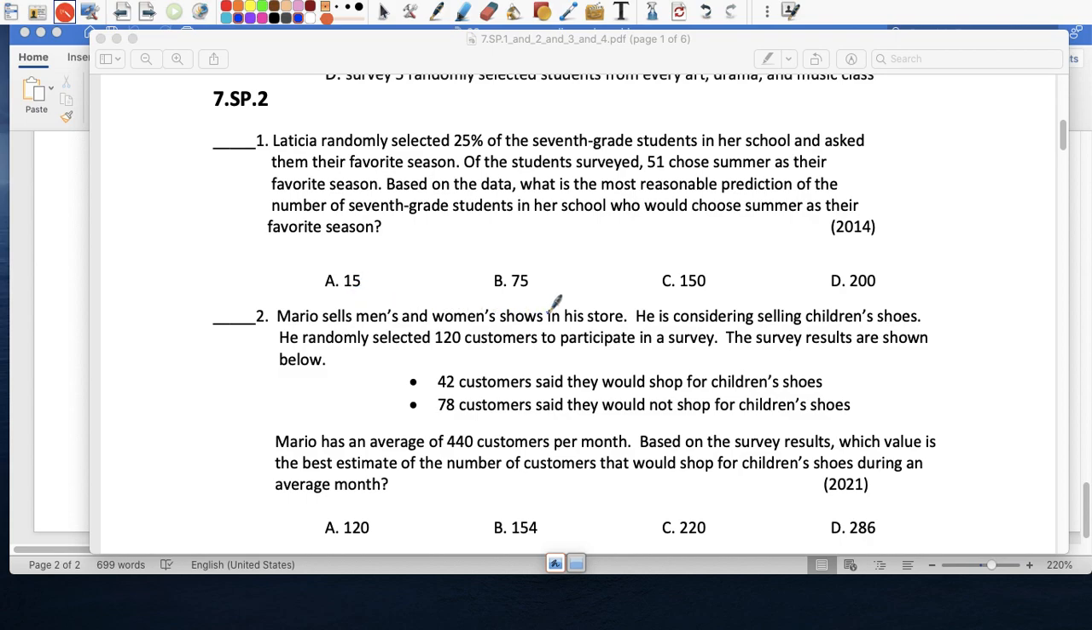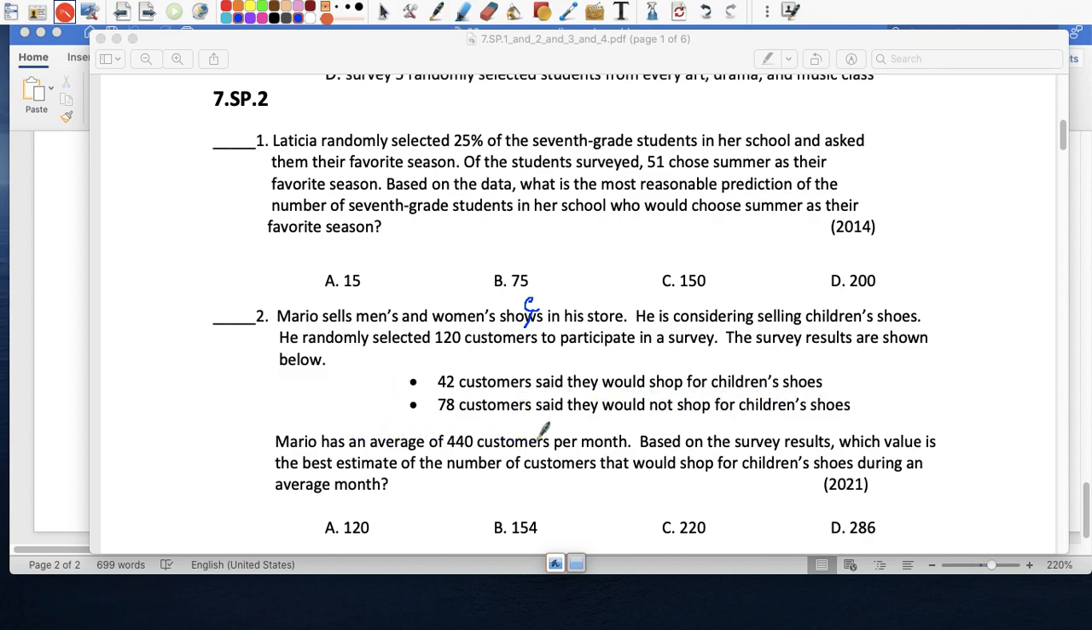Mario sells men's and women's shoes in his store. He's considering selling children's shoes. He randomly selected 120 customers to participate in the survey. The survey's results are shown below. 42 said they would shop for children's shoes. 78 customers say they would not shop for children's shoes.